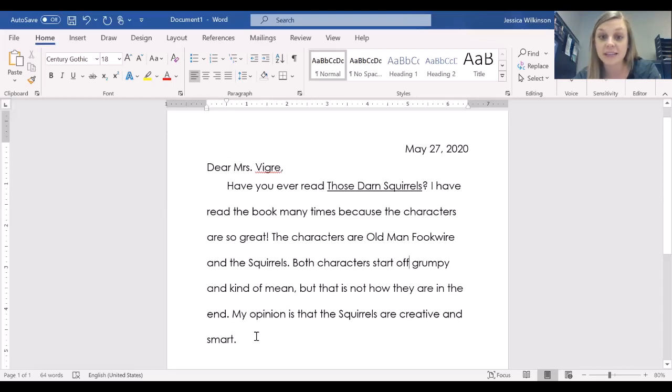Okay. And finally, we have right here in our introduction our two opinions. My opinions, oops, I need to add an S there, friends, because remember we have two opinions. My opinions are that the squirrels are creative and smart. So second graders, in my introduction there, I was clear on introducing the book. I told a little bit more, and I really thought about my audience not having read the book, so I needed to tell a little bit about that.